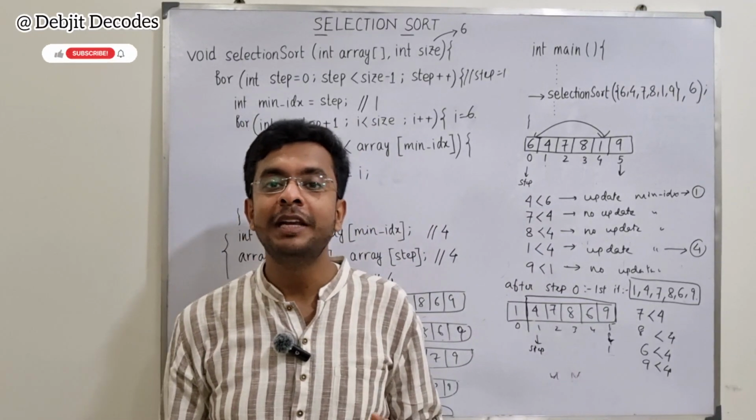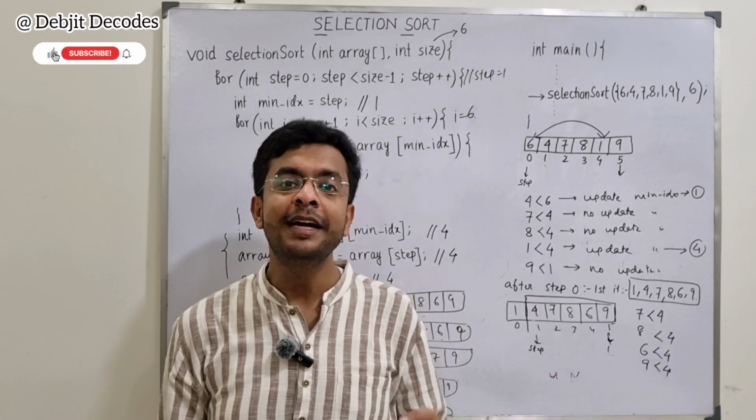And what is the time complexity of selection sort? How can we analyze that? We will be seeing that in the next video.